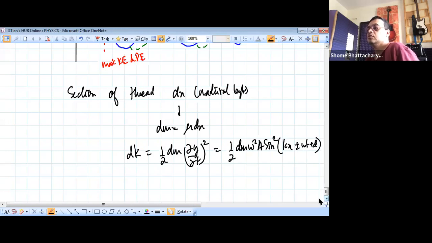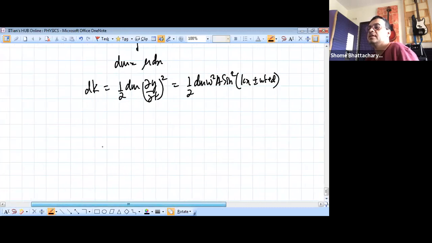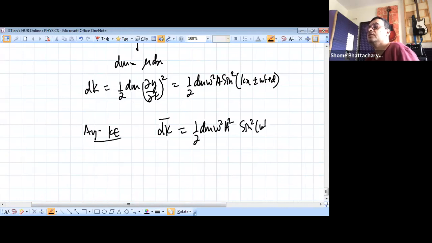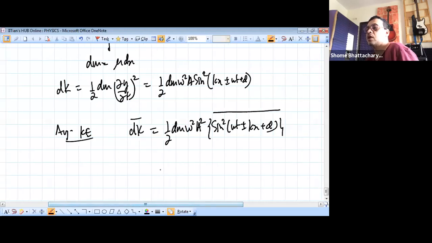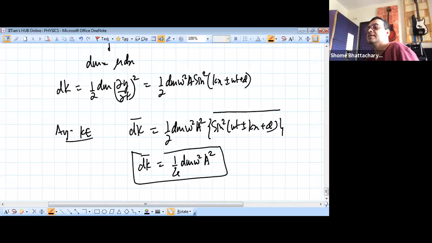As it is moving, you can see that its average kinetic energy with respect to time becomes half dm omega square a square into the average of the sine square omega t function. Now you know that sine square omega t function's average over a long time is the same as the average over one cycle, and that is equal to half. So this becomes 1 by 4 dm omega square a square. That is the average kinetic energy during one cycle. But every time it reaches the extreme position in the cycle, kinetic energy is zero. Every time it's passing through the mean position, it's actually half dm omega square a square.